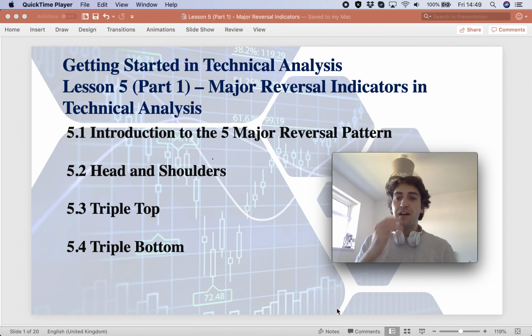This is lesson 5, part 1 of 3 of Getting Started in Technical Analysis. This is one of the most important topics, that's why it's been split into 3 parts, because as usual I'm trying to keep it short and easy to understand for everybody, I hope, and so I give you time to get confident with those topics and concepts.